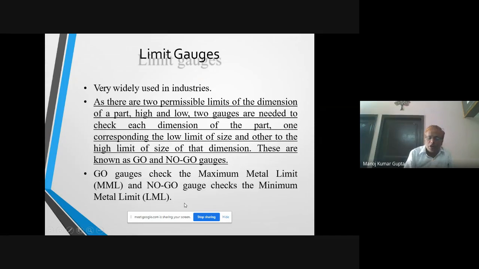We want to check the tolerances. There are two sides of the limit gauge. One side is the go gauge and the other side is the no-go gauge. And we want to check the inside diameter or bore of an object. Then from one side it will go inside the bore, and from the other side it will not go inside the bore. Then with the help of that specific limit gauge, we will check that inside bore.